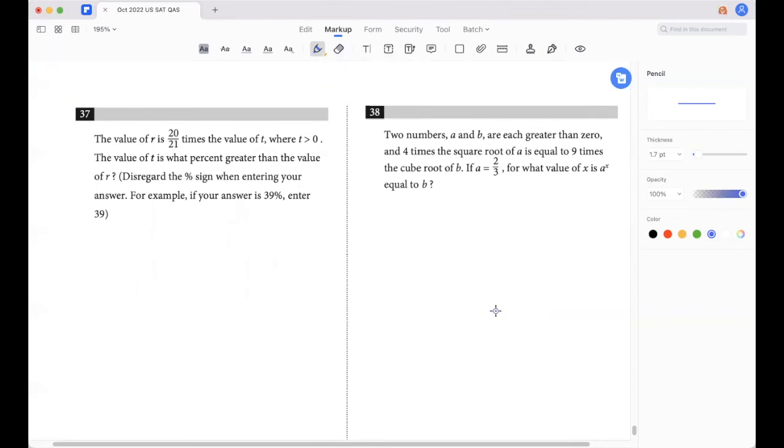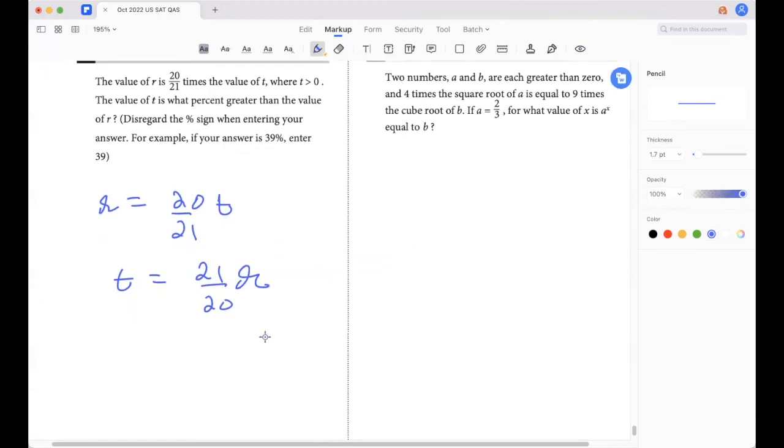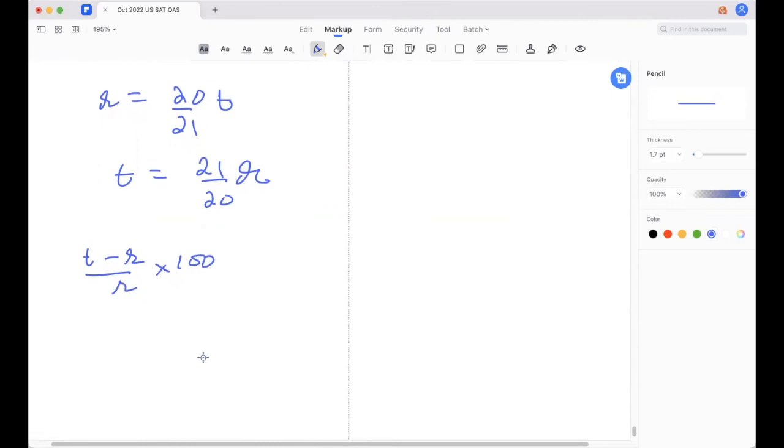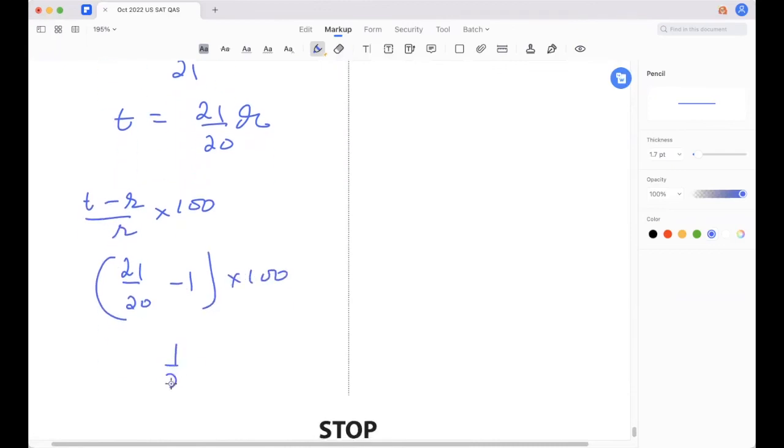The value of r is 20 over 21 times the value of t. The value of t is what percentage greater than the value of r? Okay, so r is 20 over 21 times t. So t is 21 by 20 r. So the percentage will be t minus r by r into 100. So that would be 21 by 20 minus 1 into 100, right? So that will be 1 by 20 into 100. So 5%.